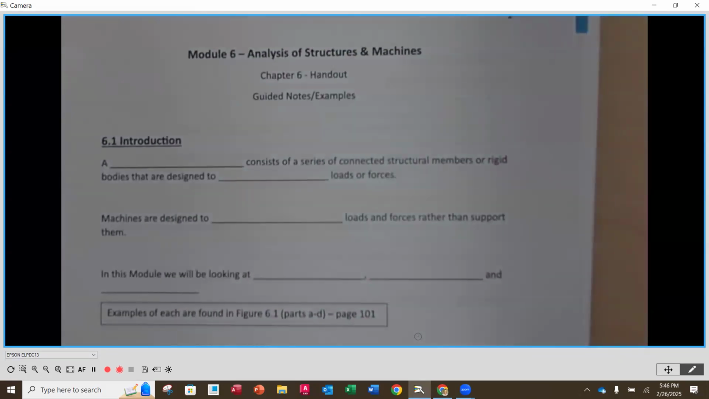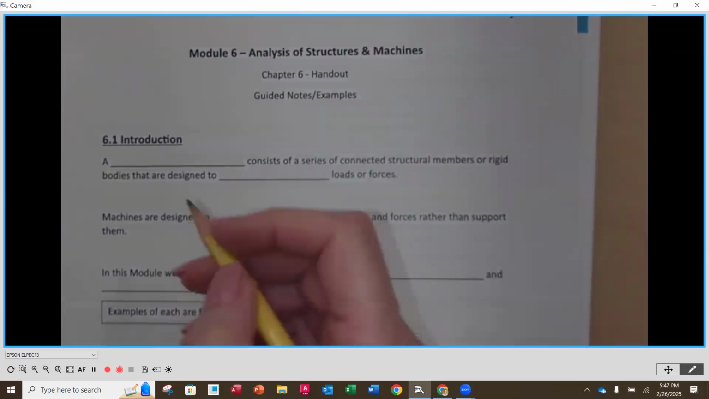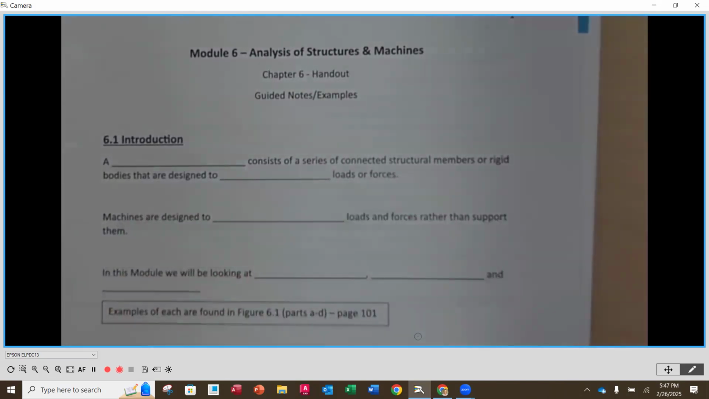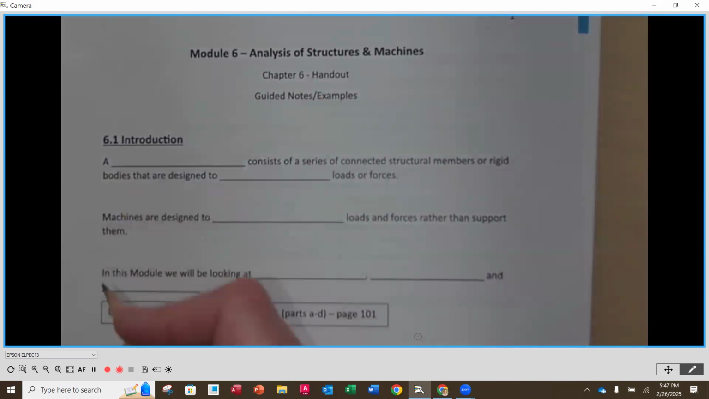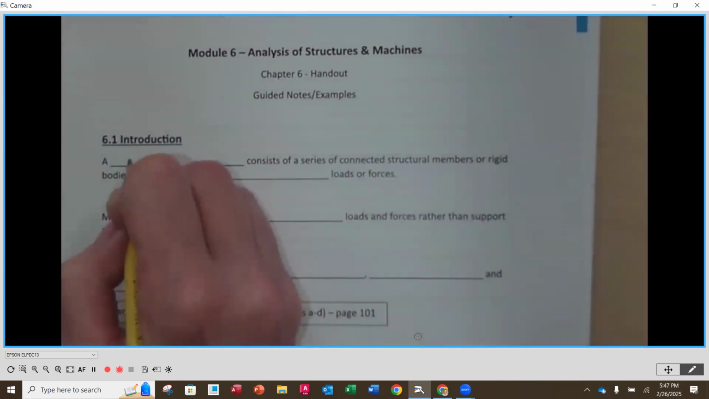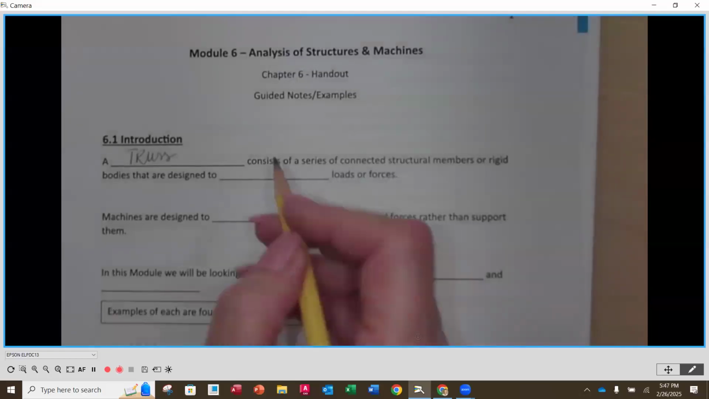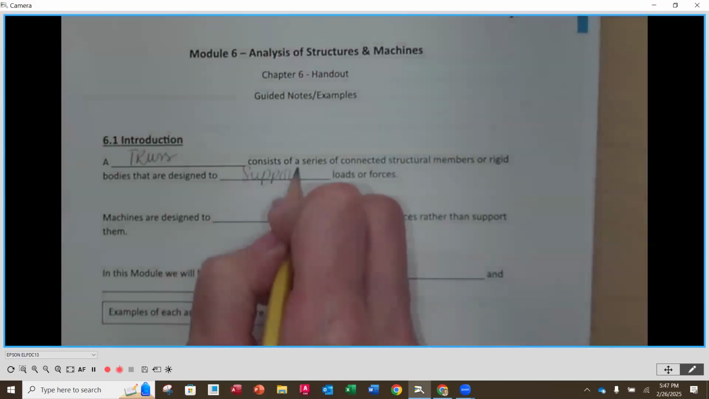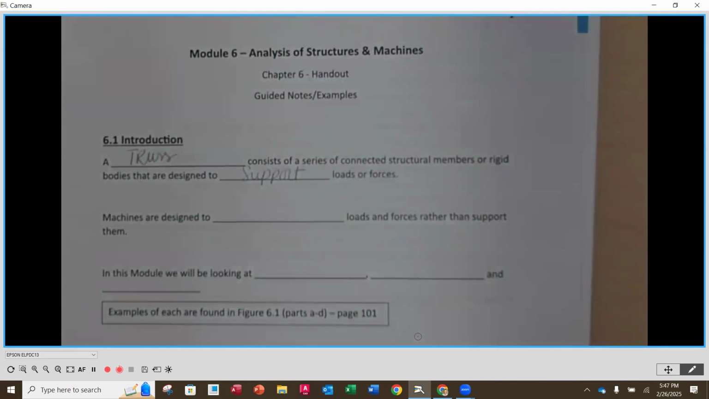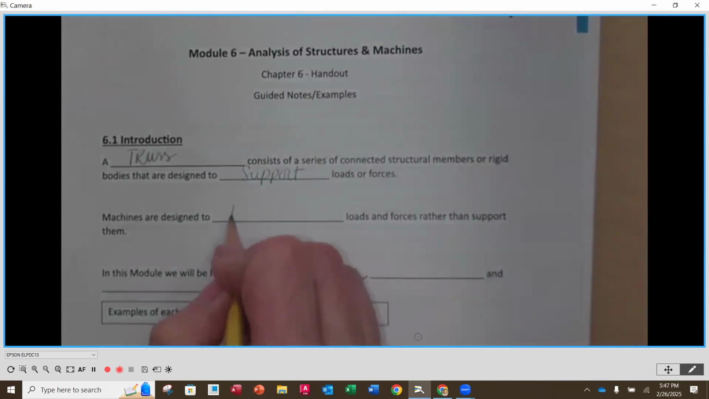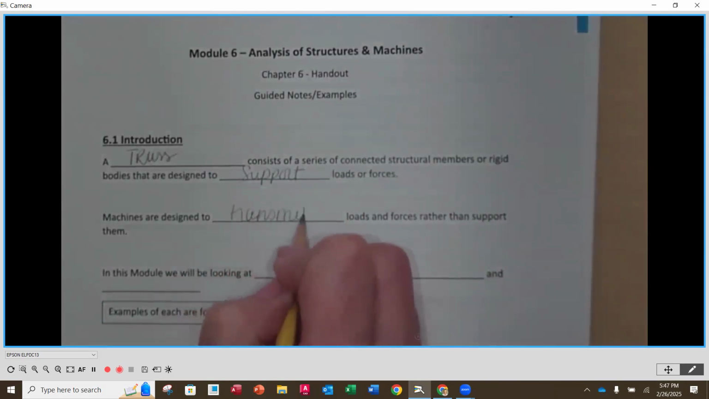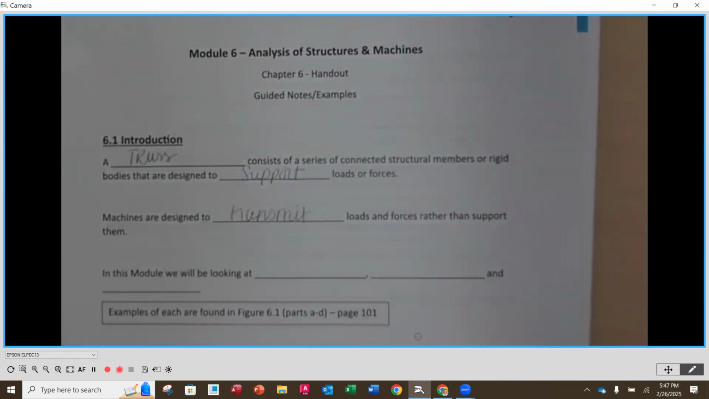Certainly you can read through this section, but we'll add the fill in the blanks that we need. So as we look, it says a blank consists of a series of connected structural members or rigid bodies that are designed to blank loads or forces. So in this first one, a truss consists of a series of connected structural members or rigid bodies that are designed to support loads or forces. Okay, trusses. Machines, on the other hand, are designed to transmit loads and forces rather than to support them.